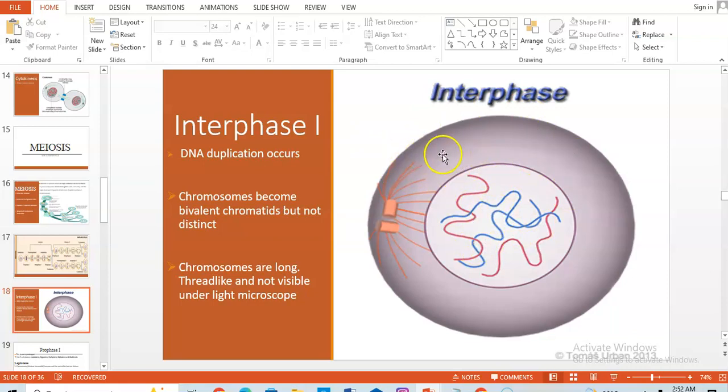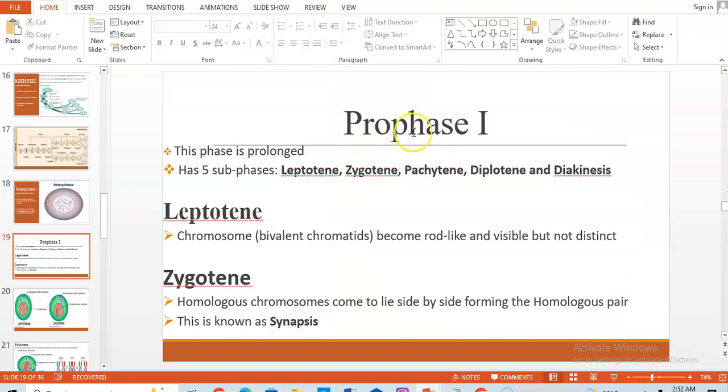Interphase 1. So what happens next? At prophase 1. Prophase 1 is a very, very long stage. Yes, it's a long phase in meiosis 1, and it comprises 5 sub-phases, which are leptotene, zygotene, pachytene, diplotene, and diakinesis. So these are the 5 stages. Let's discuss what happens at each of these stages. It's just simple. You just need some key points, and then you'll be able to explain what it is.